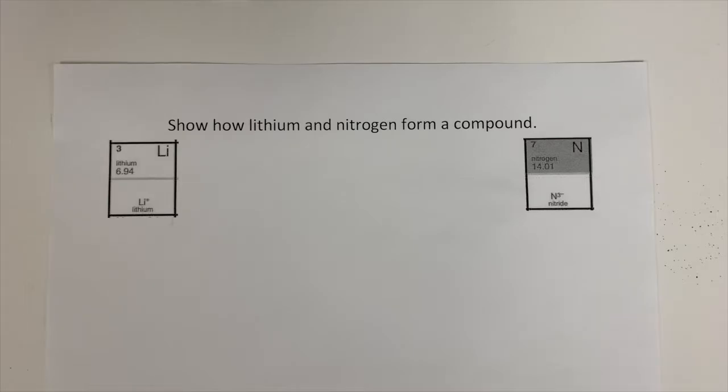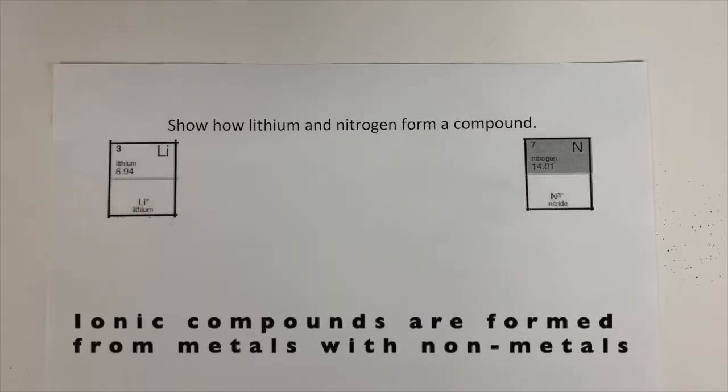This question says, show how lithium and nitrogen form a compound. Remember from our previous questions that we showed how lithium and nitrogen look as elements using an energy level diagram. Then we showed how they form ions using energy level diagrams. But now we can just simplify by looking at the squares on the periodic table.